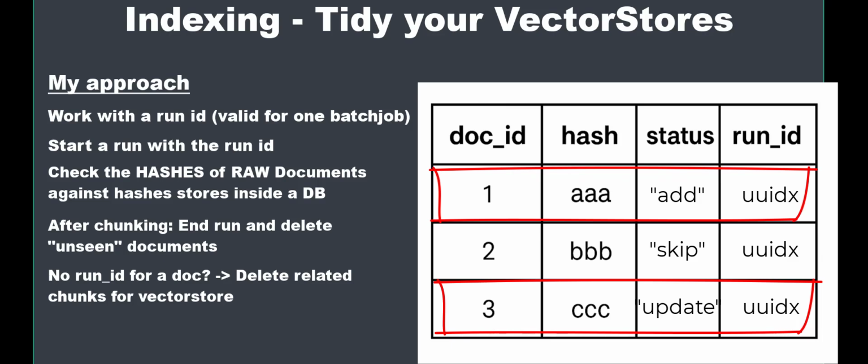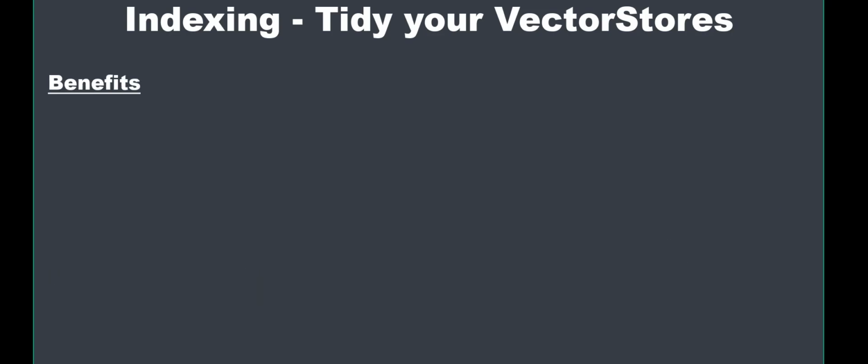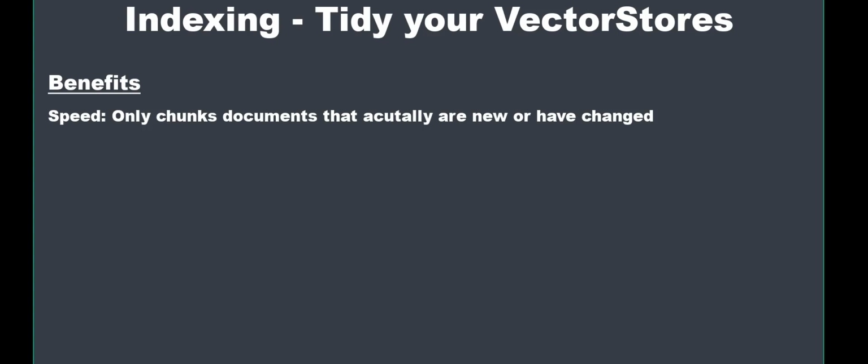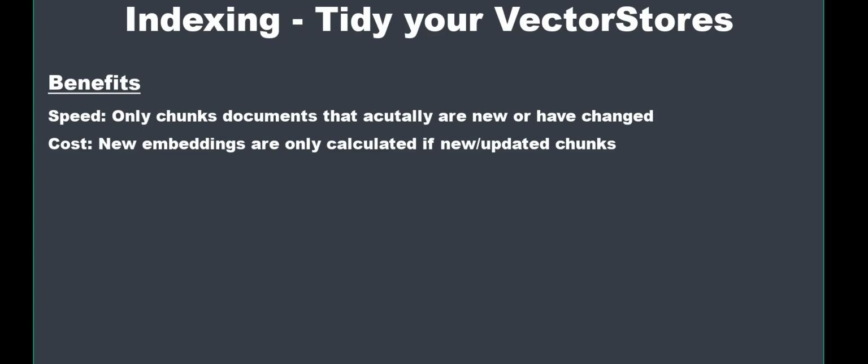So what are the key points of this approach? First, speed. On a corpus with 10,000 documents, fixing one typo only reprocesses 20 or 30 chunks, not thousands. Second, cost. You only pay for the embedding API for the small percentage of documents that actually changed, not for every single document.